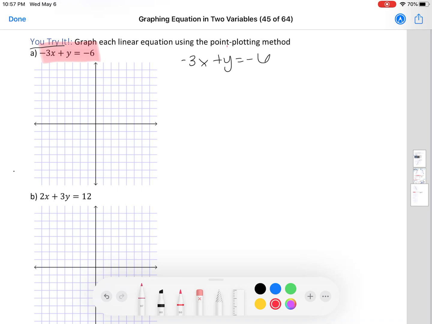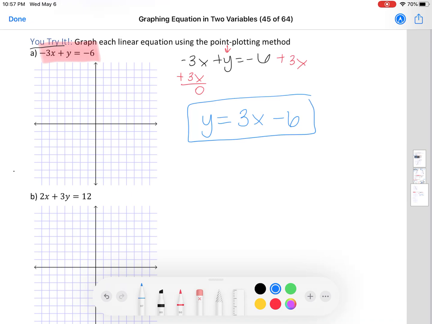Okay, I need to move that 3x so I can get y by itself. So if I have negative 3x, if I add 3x, I get 0. So add 3x to both sides. And we're left with y is equal to, let's write our x first, 3x, it's positive, minus 6. 6 is negative. So that's the equation we would like to work with.